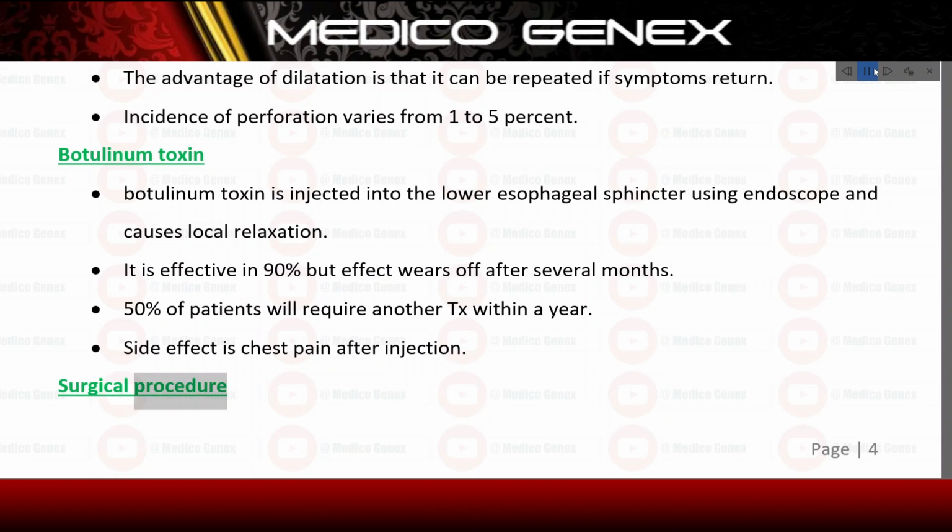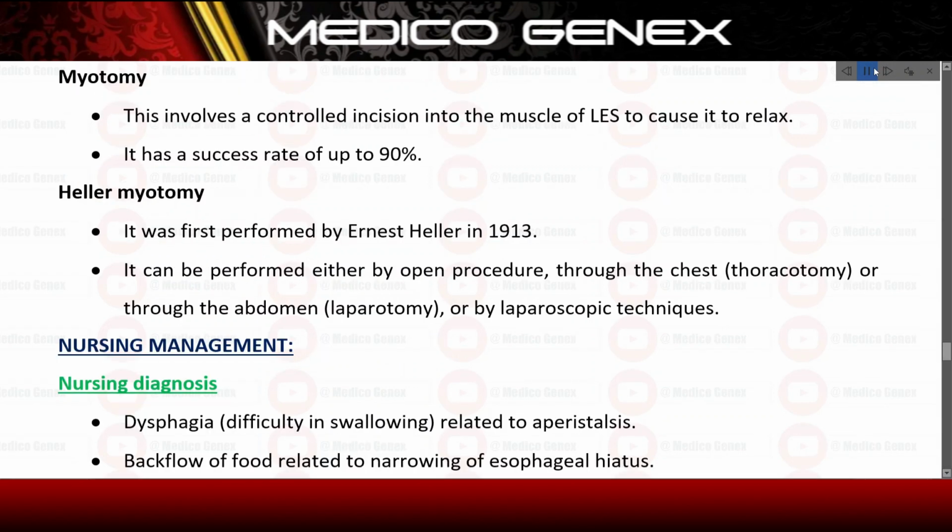Surgical procedure. Myotomy. This involves a controlled incision into the muscle of LES to cause it to relax. It has a success rate of up to 90%. Heller myotomy. It was first performed by Ernest Heller in 1913. It can be performed either by open procedure, through the chest, thoracotomy, or through the abdomen, laparotomy, or by laparoscopic techniques.